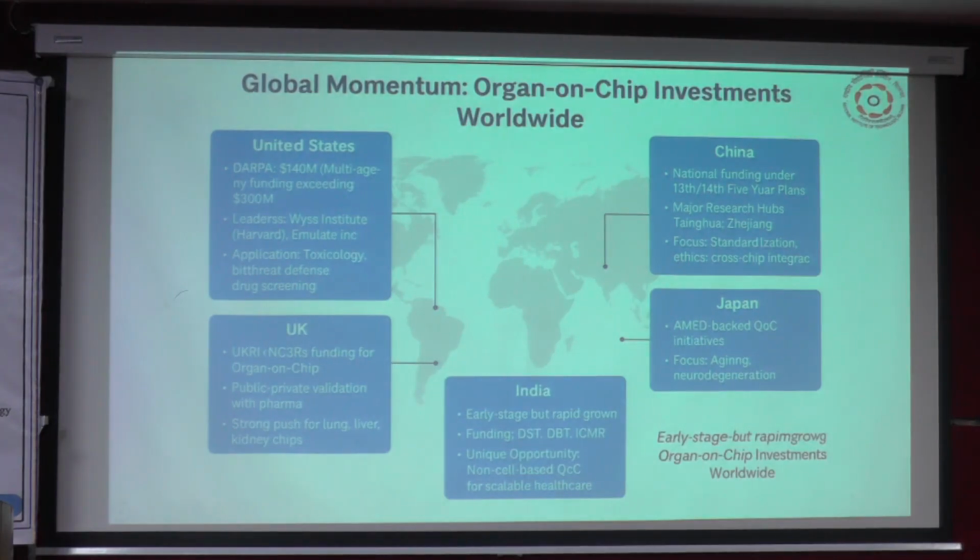This is the global momentum, organ-on-chip investment worldwide. You can see that each and every developed country, the United States, UK, India, Japan, China, is investing huge amounts of money and research in organ-on-chip. So this is not only country specific. Now people across the globe are working on it. In Europe, there is a big group that works on kidney-on-chip. In Russia there is a group, in the USA there is a group. So everywhere there is one nowadays.